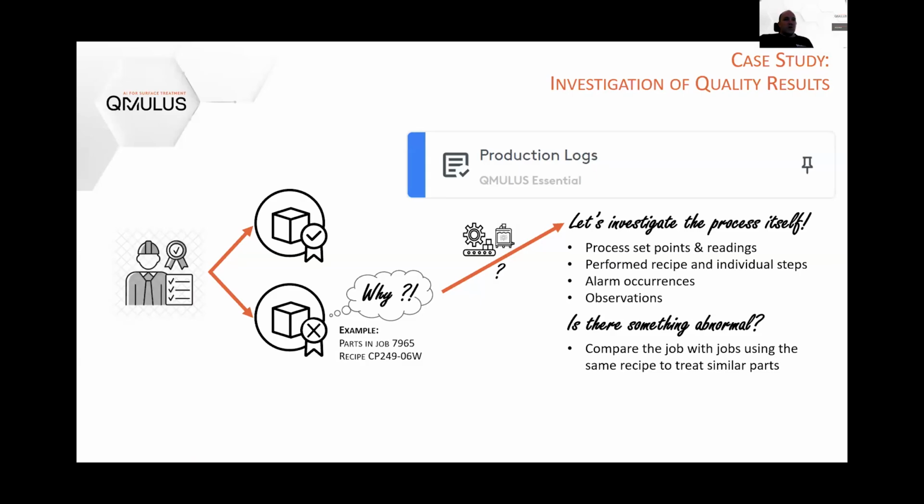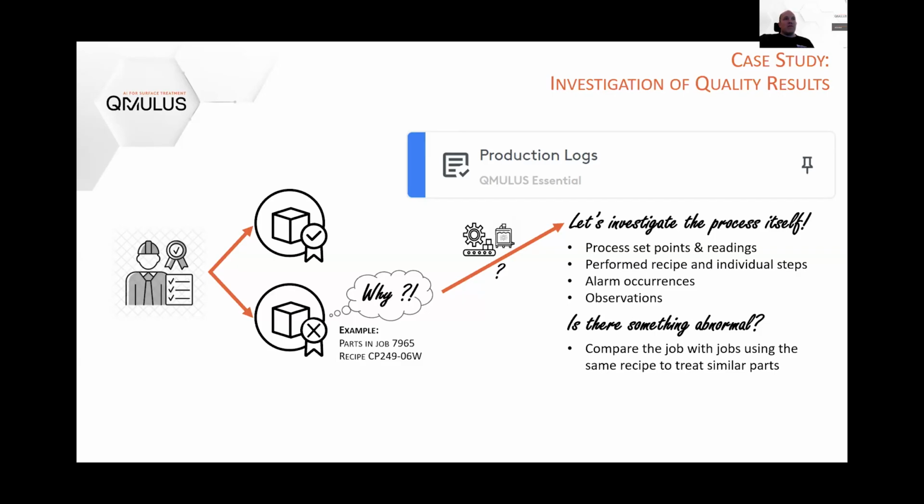Okay, so what we could do next is having a look at the production logs. So we can investigate the process itself. What process set points do we have? What readings? How did the recipe perform? And how were the individual steps of the recipe? Did we have any alarms coming up? Did we have any anomalies, observations? In general, is there something abnormal?